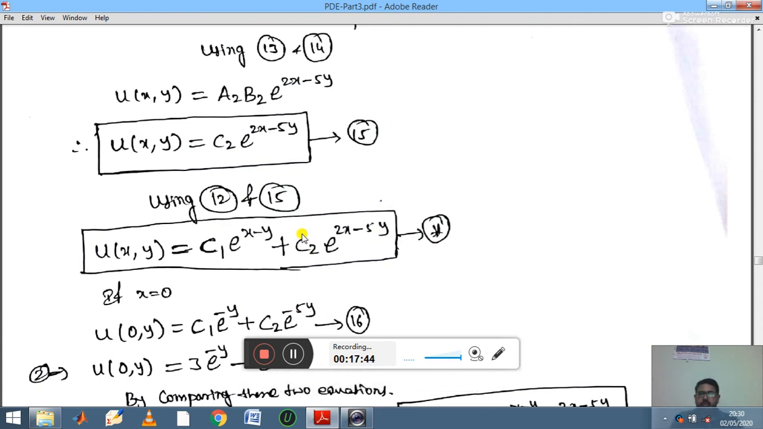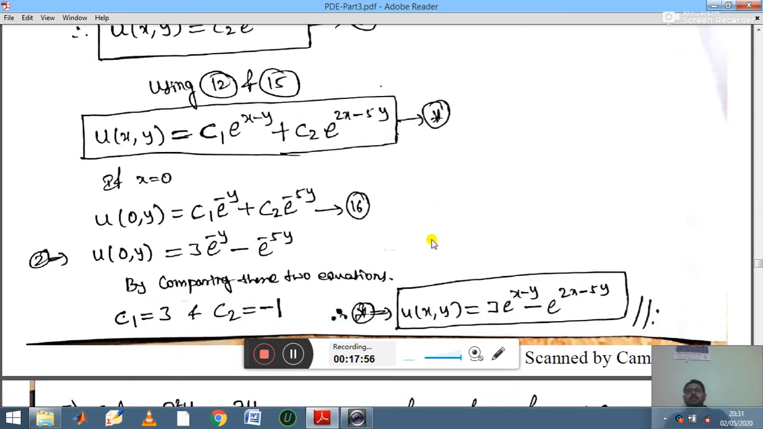Whenever they are giving the condition, if the condition consists of two exponential functions, you need to solve in the same method. Okay, this is the solution. Then let us use the given condition to find the constants. When x equals 0, the given condition is u(0,y) equals 3 into e power minus y minus e power minus 5y. This is the given condition, and your latest equation star is the final solution.